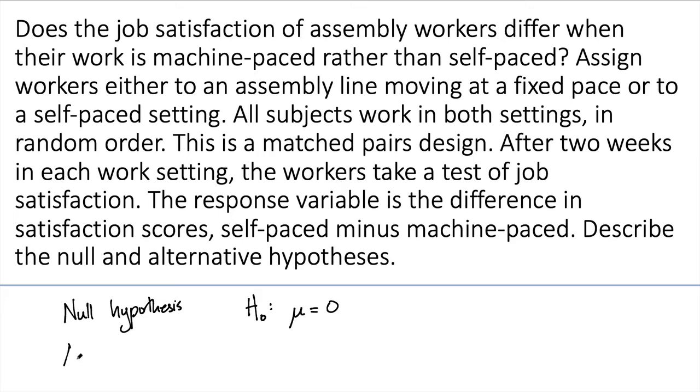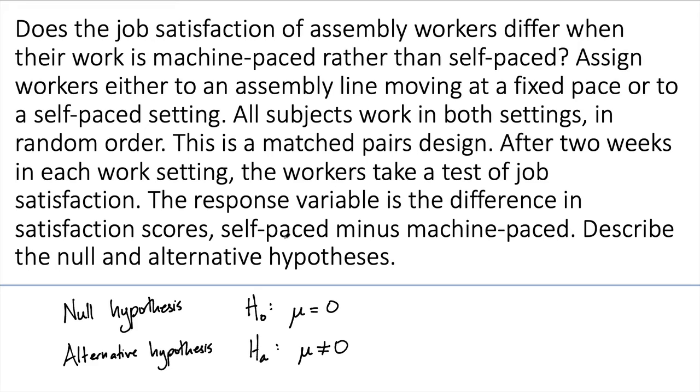The alternative hypothesis, we denote this with H sub A for alternative. And now we'd like to know, what are we looking for evidence for? And that's in our initial question. Does the job satisfaction of assembly workers differ when their work is machine-paced rather than self-paced? So it's not specifically, is satisfaction higher or lower? We just want to know, is it different? So this is going to be mu not equal to 0. Meaning the self-paced minus machine-paced, we're expecting that not to be 0.